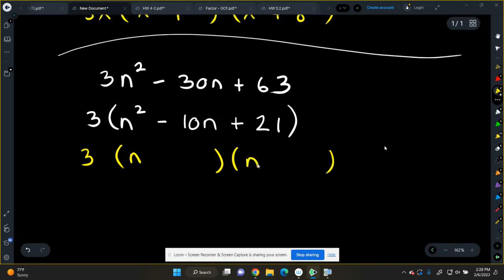Drew, how did you factor this? I need two numbers that multiply to equal positive 21, but add up to negative 10. So we said -7 and -3. Negative 7 and negative 3. Does negative 7 times negative 3 equal positive 21?